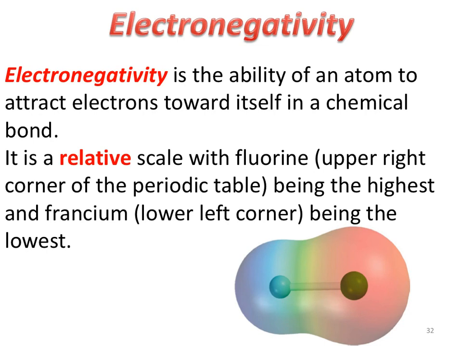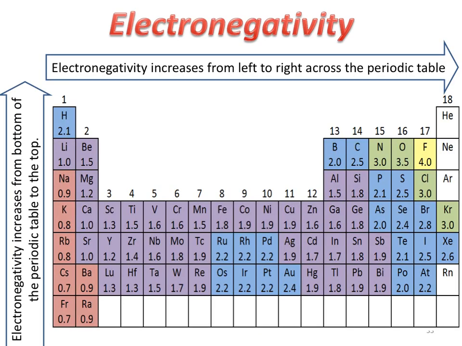We find that fluorine in the upper right-hand corner of the periodic table has the highest electronegativity, and francium, which is in the lower left-hand corner, is the lowest. And here's the table. Again, francium down here, lowest. Fluorine up here, highest. Note here, krypton and xenon do have electronegativities. They do participate in bonding.